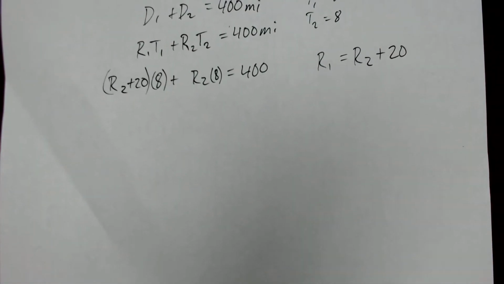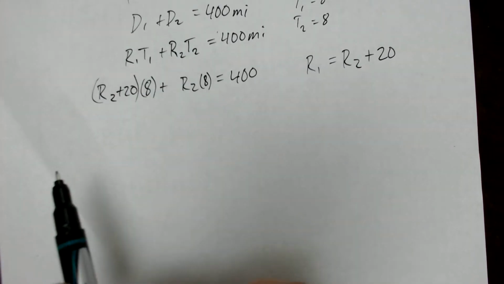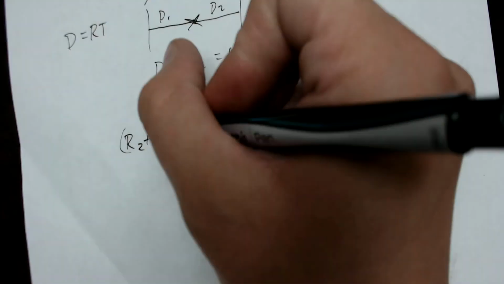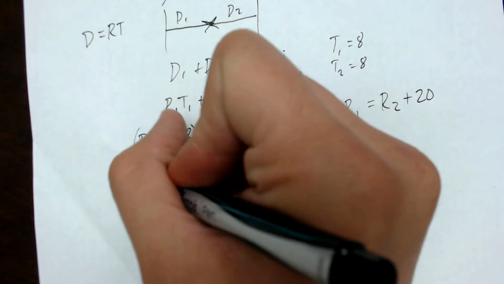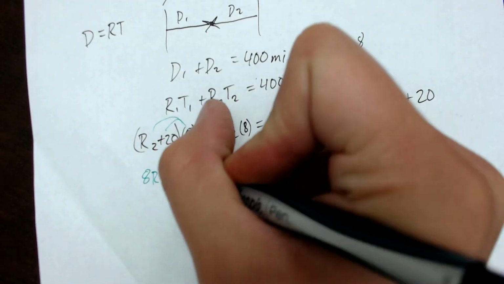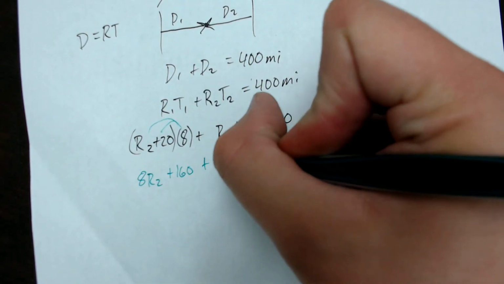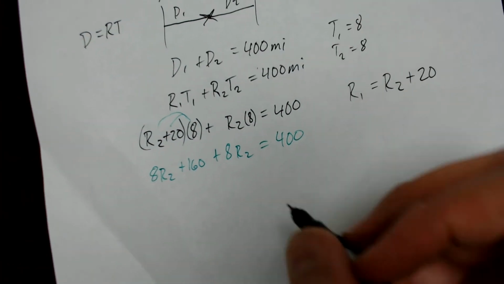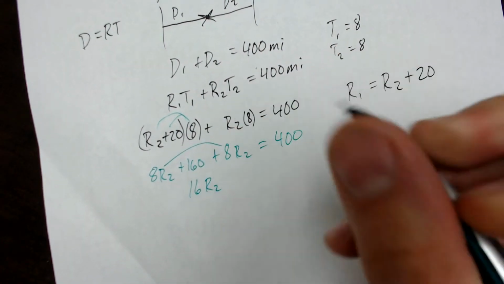Now I just do a little bit of simplification, and then I'll start solving. So now that I've taken my equation from distance to rate and time, substituting information from the problem, I can start solving. Or I have to simplify, and then I can start solving. So I'm going to use the distributive property here. This becomes 8R2 plus 160. This becomes plus 8R2. All that's going to equal 400. Combine like terms. 8 and 8 give me 16 R sub 2.